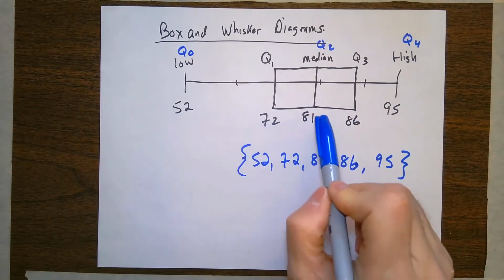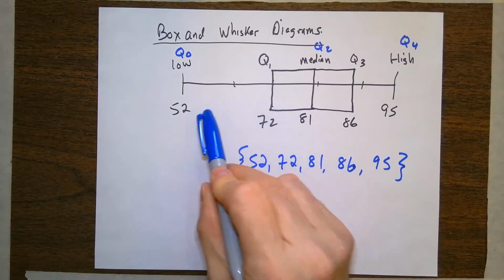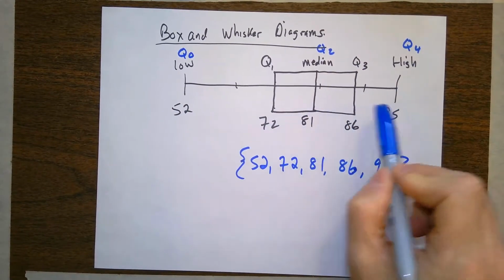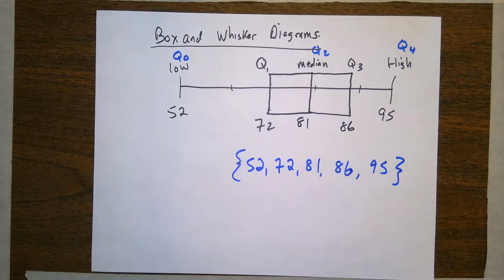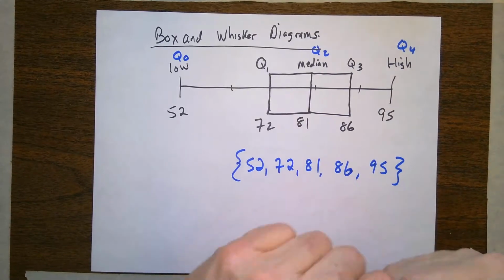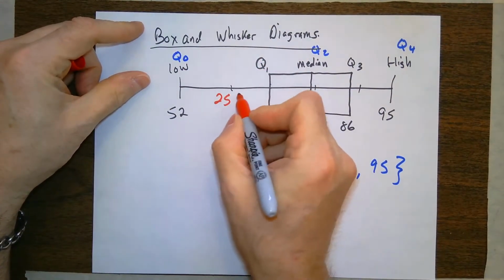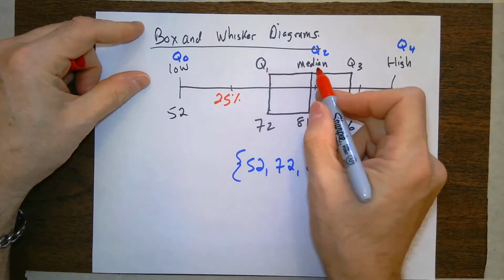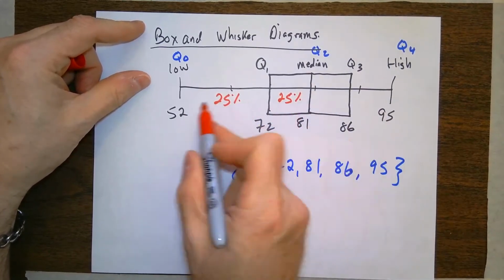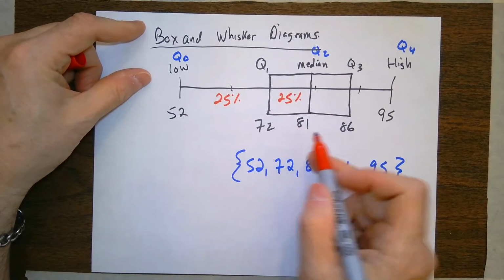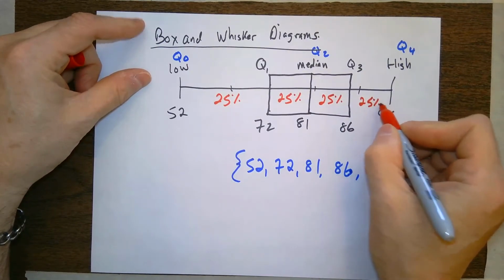The low grade, the median grade, the high grade. Quartile 1 is the median of the low half. Quartile 3 is the median of the high half. And each of these different areas represents 25% of my data. So between quartile 0 and quartile 1, 25% of my data is here. Between quartile 1 and the median is 25% of my data. So 50% of my students scored between 52 and 81. 25% of my data here and 25% of my data here.